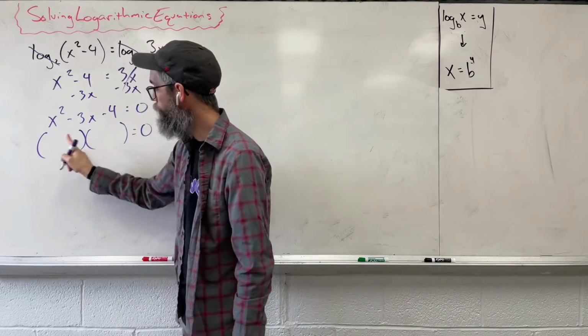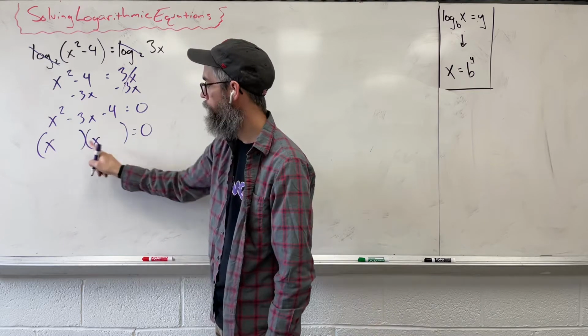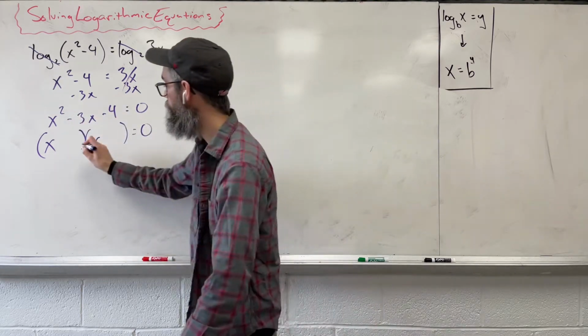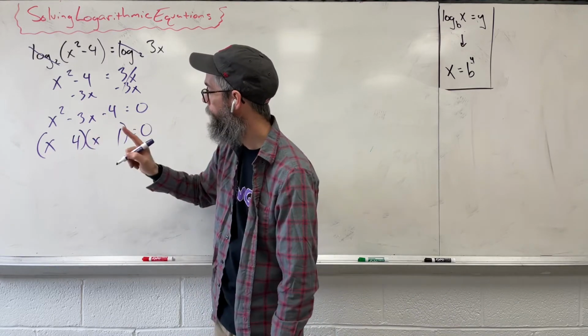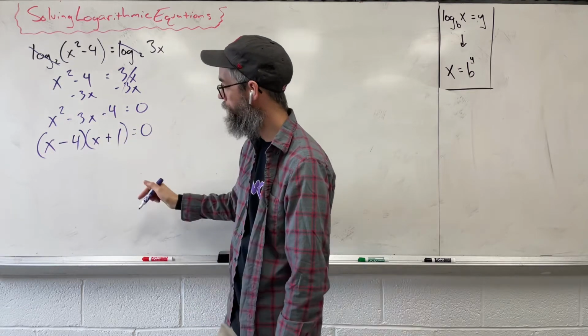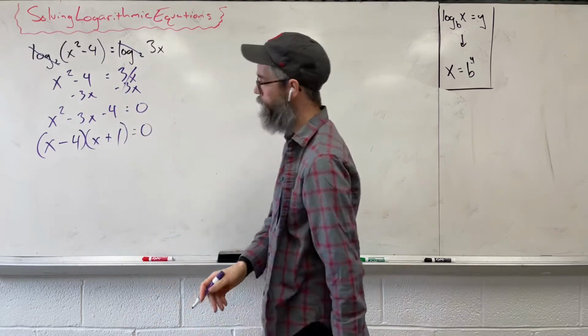So what two numbers multiplied together give us x squared? x and x. What two numbers multiplied together give us 4, but also add or subtract to give us that 3? 4 and 1. I need to get a negative 4, so that's going to be a negative and a positive. Do I have the signs in the correct spot? Negative 4 plus 1 gives us negative 3. Yes, we're good.